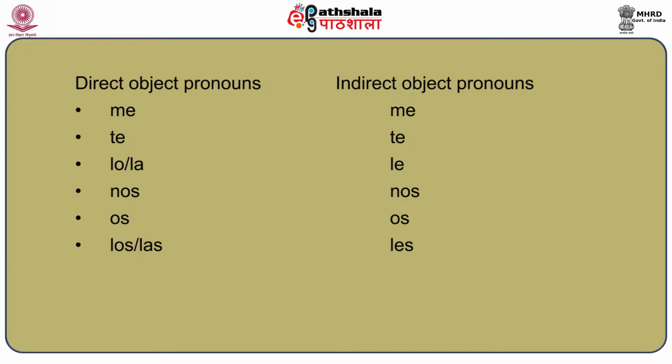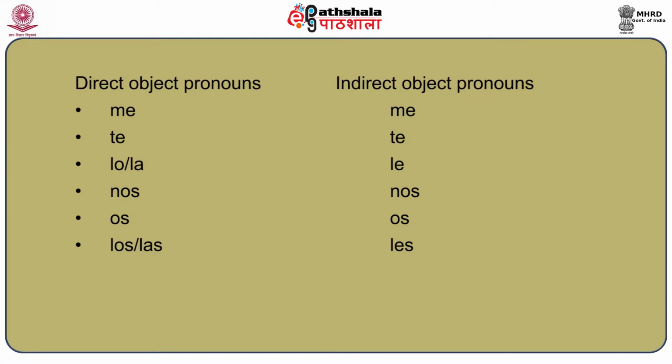In Spanish, the direct object pronouns are me, te, lo, la, nos, os, los, las. The third person singular, lo, is used for masculine and la is used for feminine. And the third person plural, los, is used for masculine plural and las is used for feminine plural.